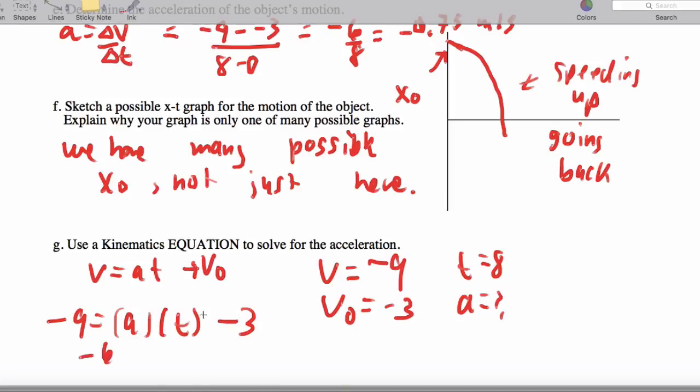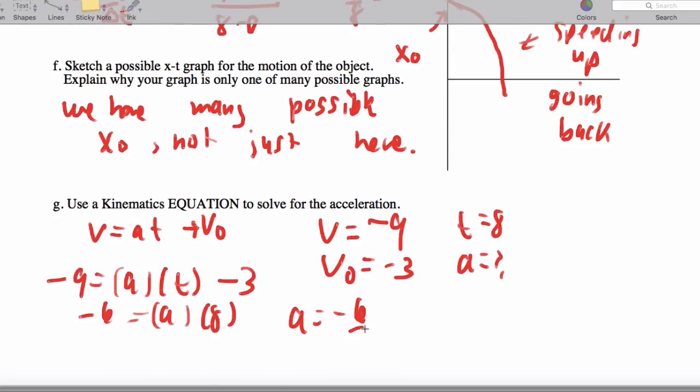We're going to end up getting -6 equals a times, and the t was 8. Sorry, I didn't plug that in there. And so a is -6 over 8, -3/4. But we want to see that written as -0.75 meters per second squared.